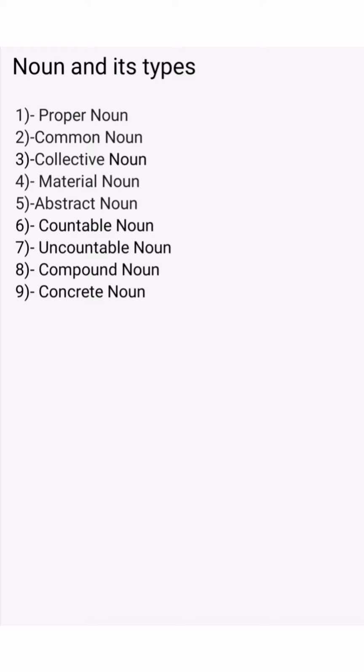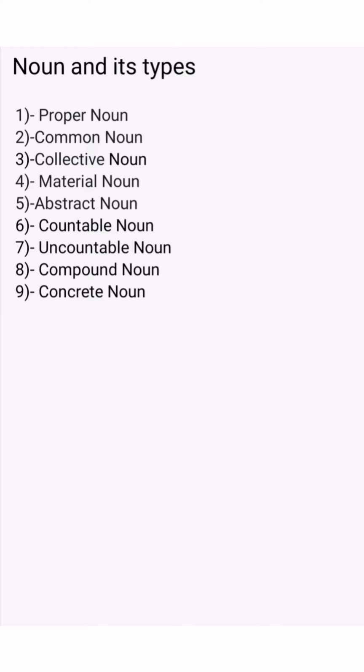The next one is common noun. So this noun basically talks about general items rather than specific ones. It's about the general, non-specific terms. For example, boy, girl, country, etc. Next up we have collective noun. Collective noun represents a collection of things or people taken as a whole basically. Example, team of players, flock of sheep, etc.